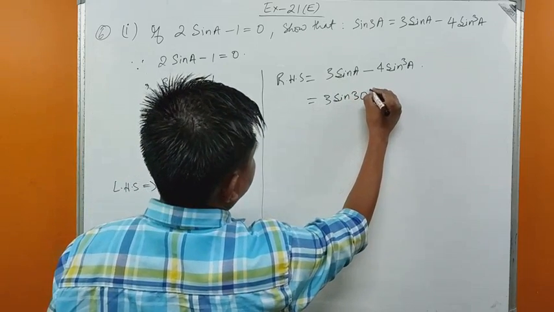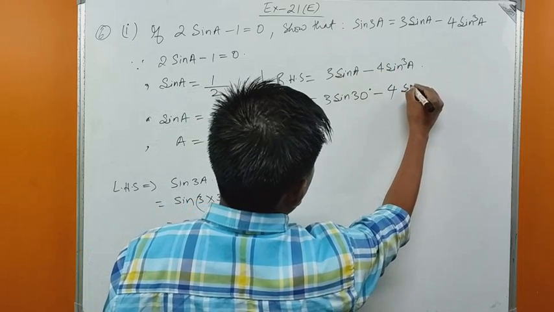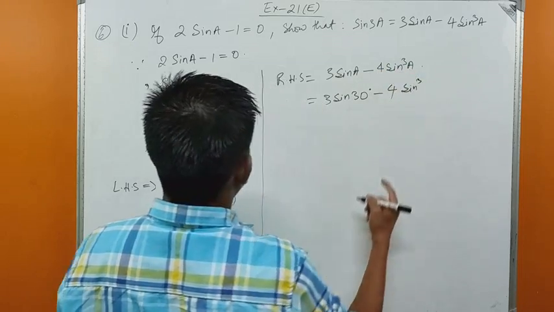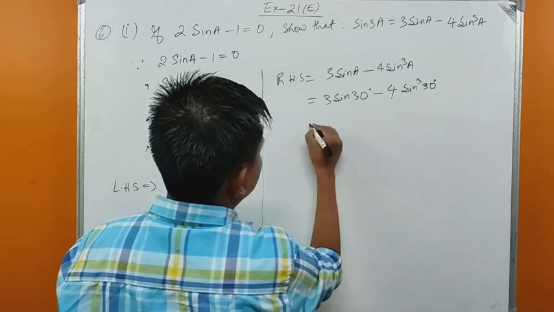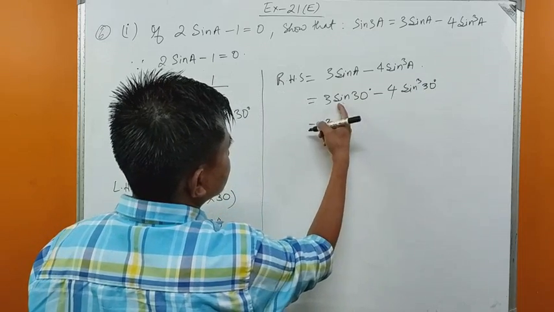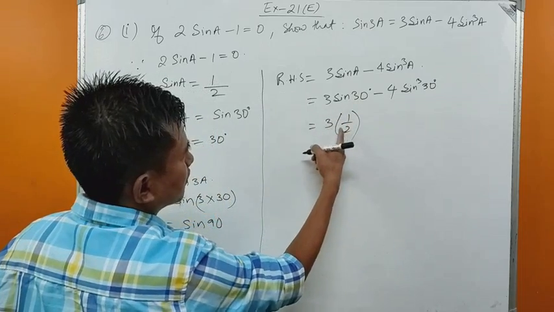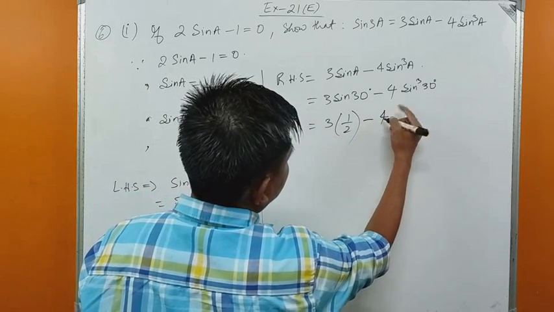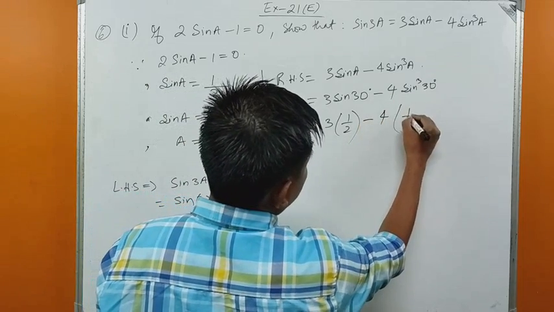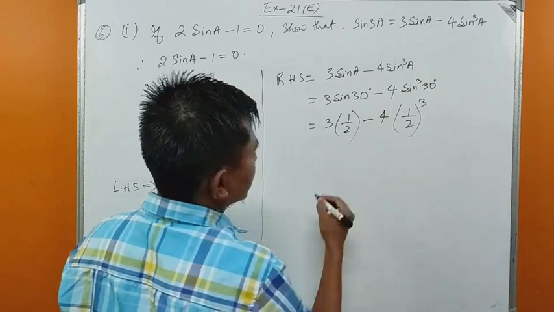A is 30 degree, isn't it? So 3 into sin 30, which means 1 upon 2, minus 4 into sin 30, which means 1 upon 2. But we have sin cubed, so we must put the cube here.